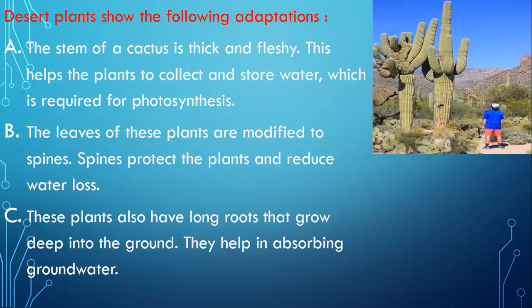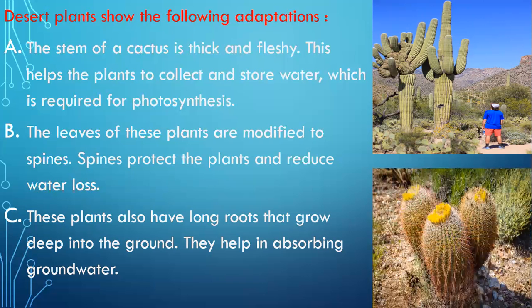See, here is one example of a cactus plant, and there is one at the bottom. These are the types of cactus plants. The upper one is saguaro and the lower one is barrel shaped.